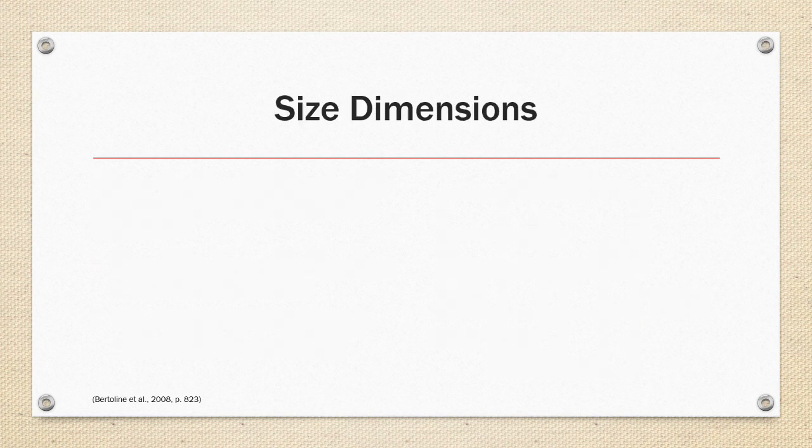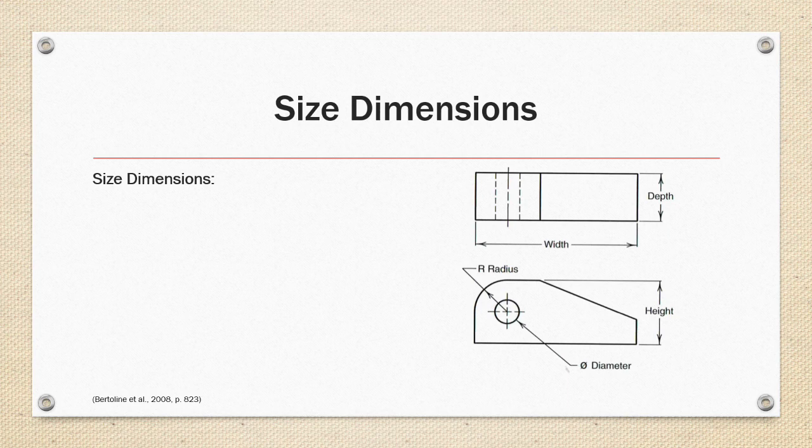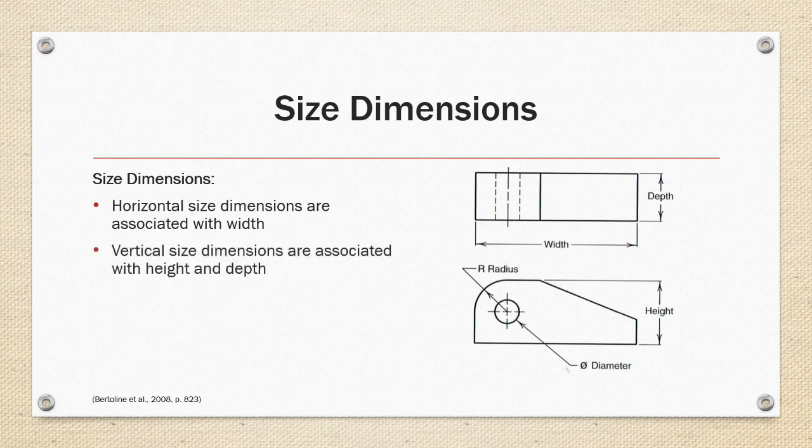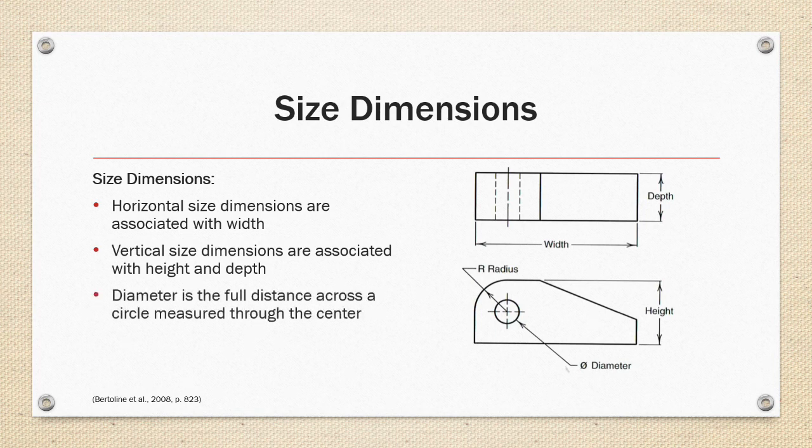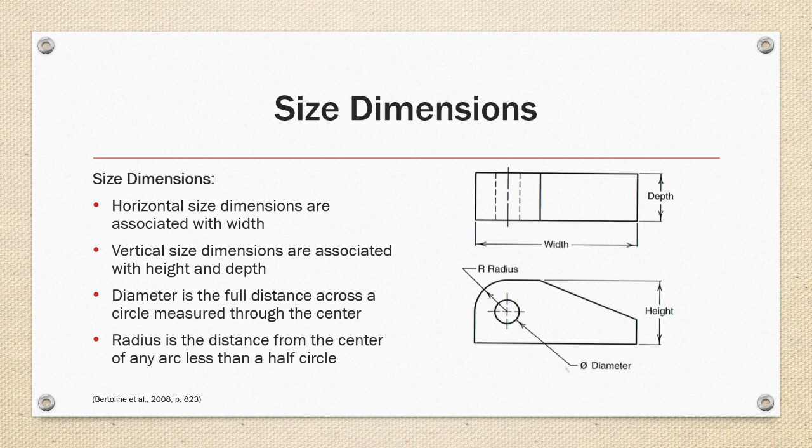Size dimensions. Size dimensions are concerned with physical sizes of features. The example shown on the right uses horizontal size dimensions to describe width, vertical size dimensions to describe height and depth, a diameter dimension to define the size of the hole, and a radius size dimension that defines the external radius.